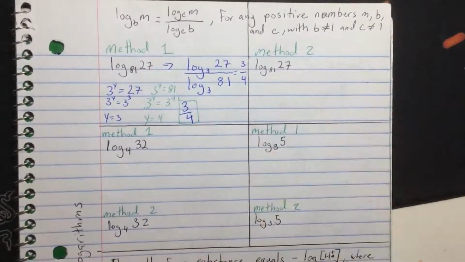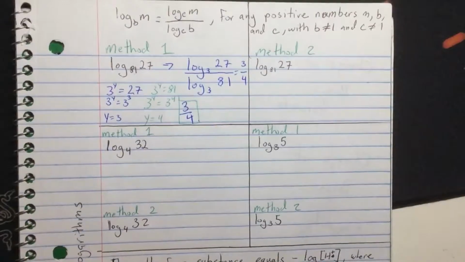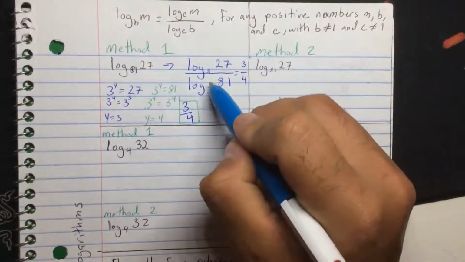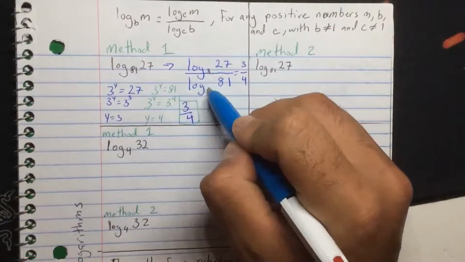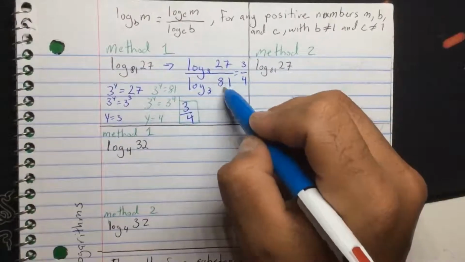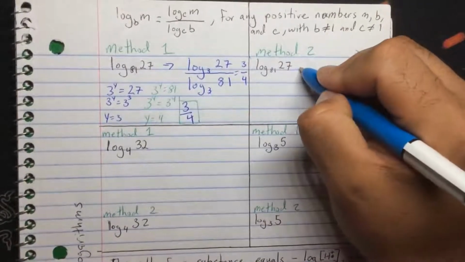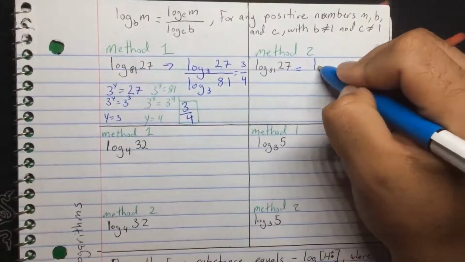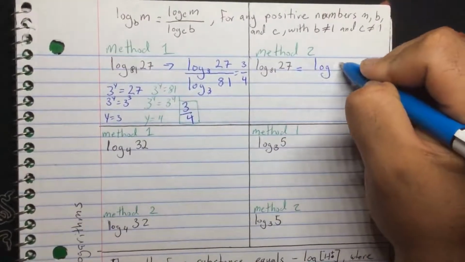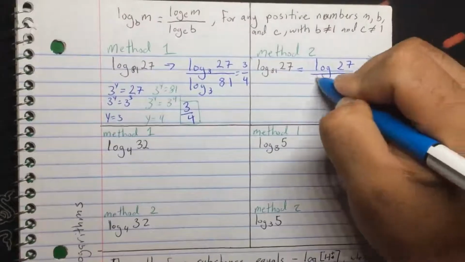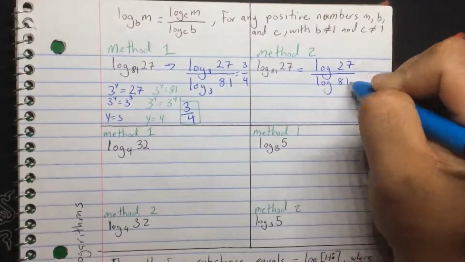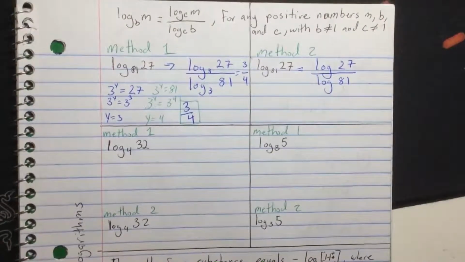If for some reason you don't see that, and you say, wow, Mr. Brian, I didn't know that these base 3's go into these numbers really well, so I'm going to use method 2. We would just leave it as log base 10, which is just log of 27 over the log of 81, and that's basically what you type into your calculator. So let me do that right now.